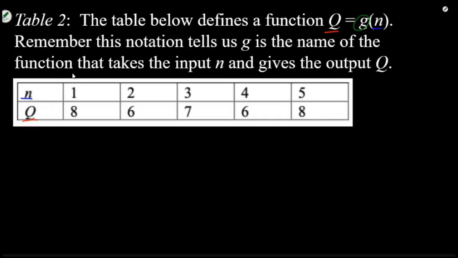So in other words, if I asked you what is G of 4, what would this table tell us? 6. G of 4 is 6. If I asked you what is G of 3, what does this table tell us? 7, right? So it's pretty easy to read a table. We just have to look at the input value and find the corresponding output value.